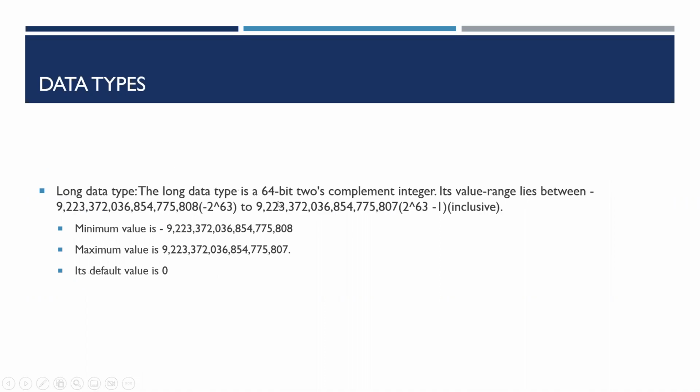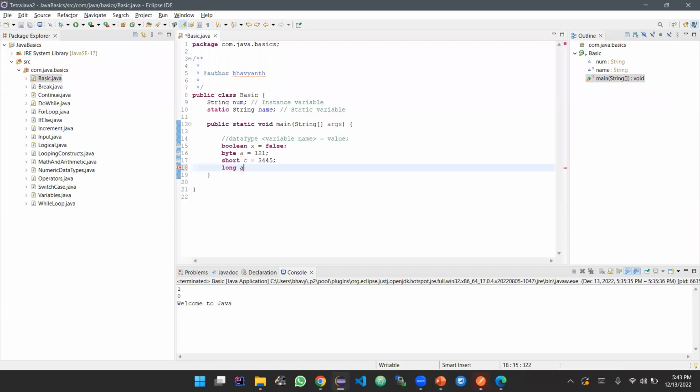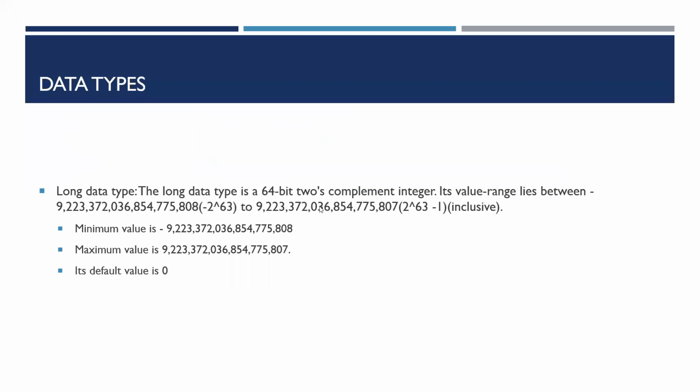The next is the long. This will be able to store -2^63 to 2^63 -1. So if you want to hold a really large number, use the long keyword. Again, the default value is 0, and you can declare something as long using the long keyword. Long h equal to something, put something, and it will hold the value. Out of range, okay. And for int, it is the same thing. Whatever keywords you use will be highlighted in bold. So this is the long.